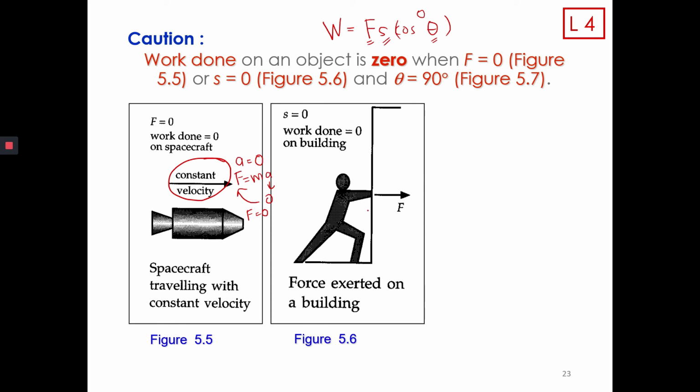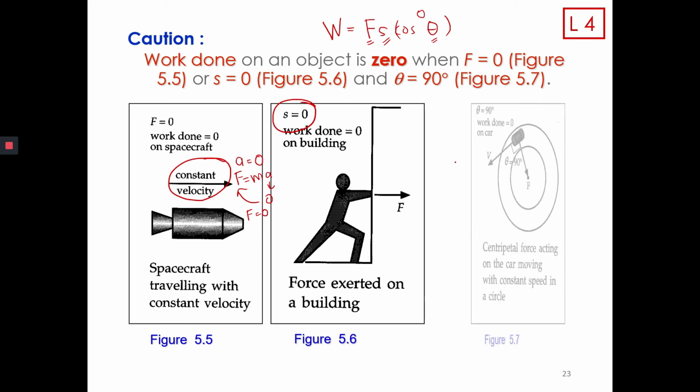Next, if you apply force but there is no displacement. Example, you push a wall. There is no displacement. The wall does not move. So this is basically no work done. Force exerted on a building, no work done because your displacement equals 0. The wall does not move.